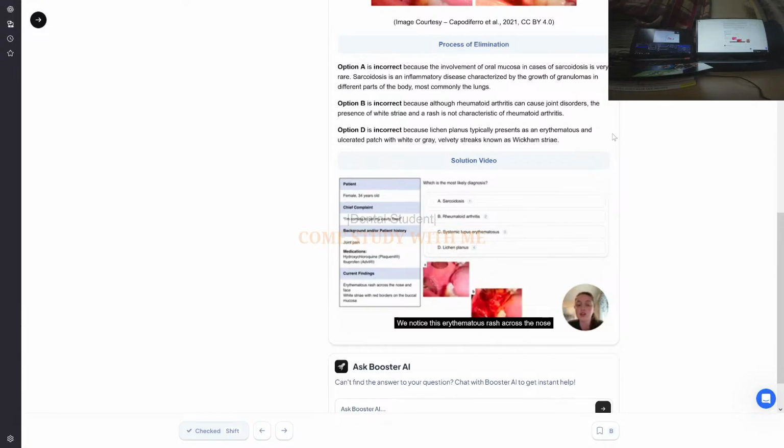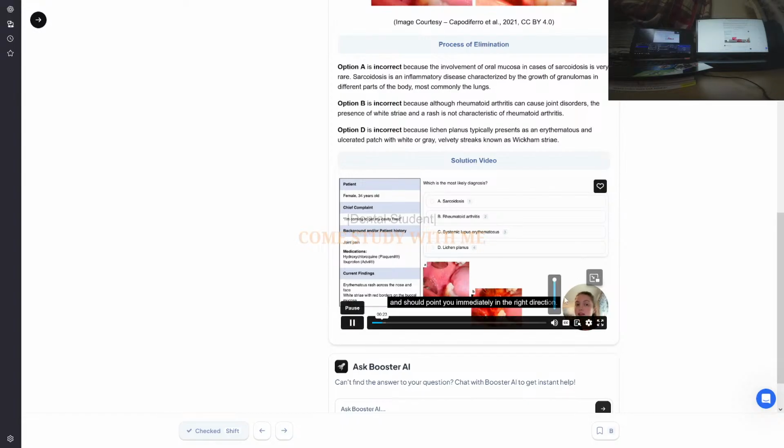Erythematous rash across the nose and face, as well as these white striae with red borders on the buccal mucosa. And we're asked which is the most likely diagnosis. Now, we are given ample amounts of information to be able to answer what this diagnosis is, and some of these clues are pretty characteristic and should point you immediately in the right direction.